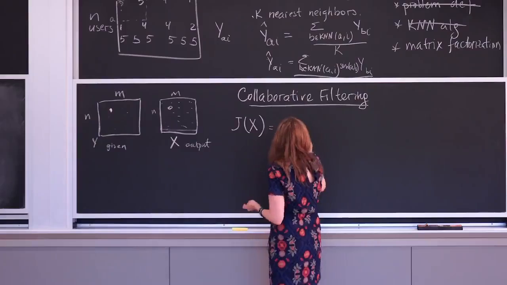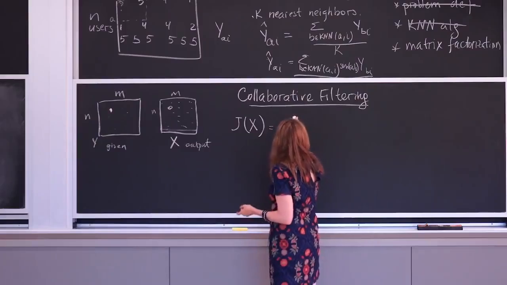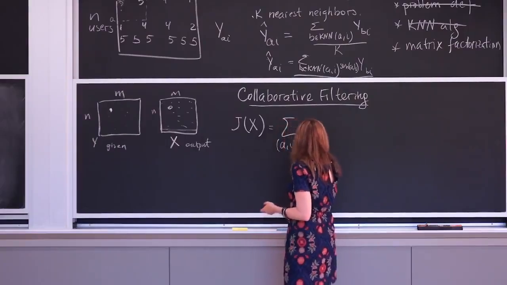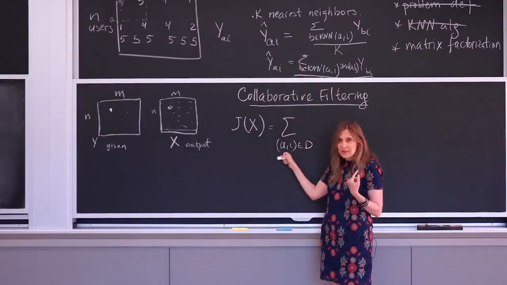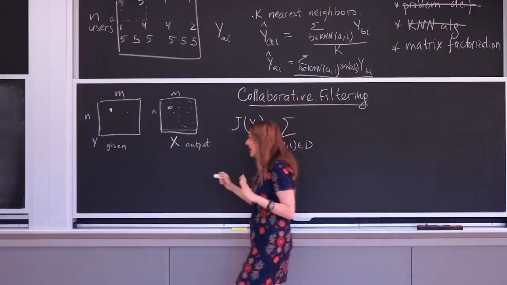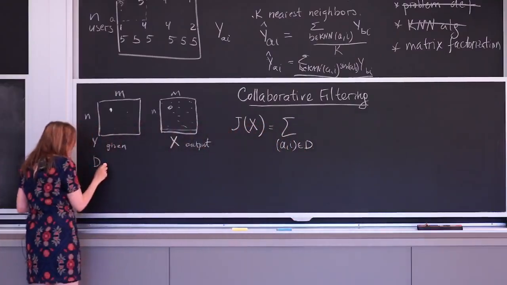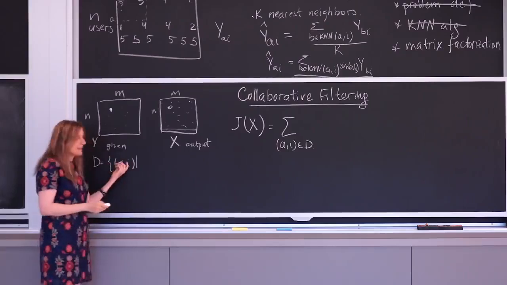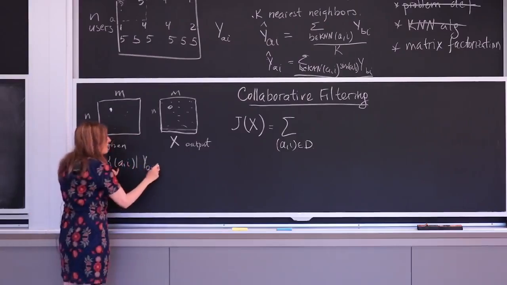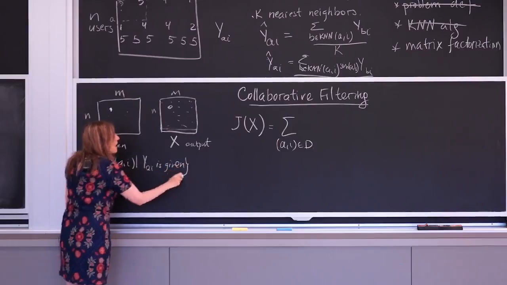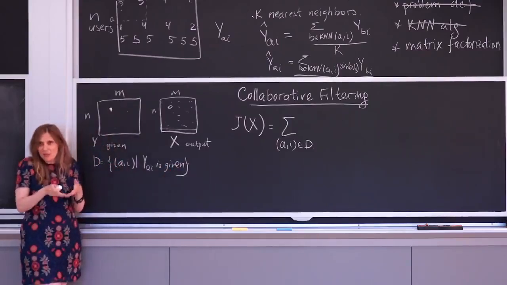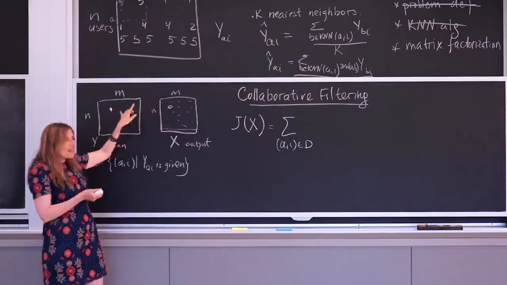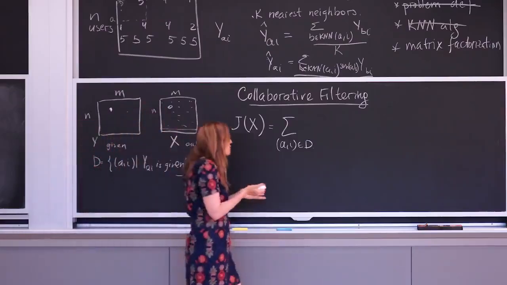So the first thing that we are going to write, we are going to go through all the pairs of users and movies that belong to D. And D will be all the pairs ai such that the entry Y_ai is given. In other words, for all the cases where you already know the answer, because the answer was given to you, whatever you have here, the loss should be minimal. You want them to be very close to each other.